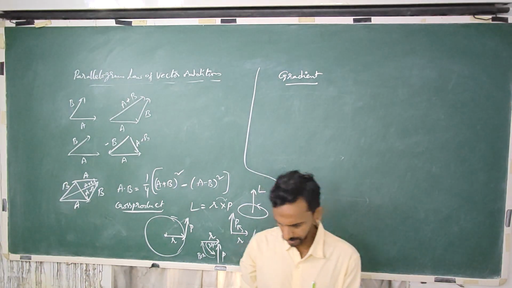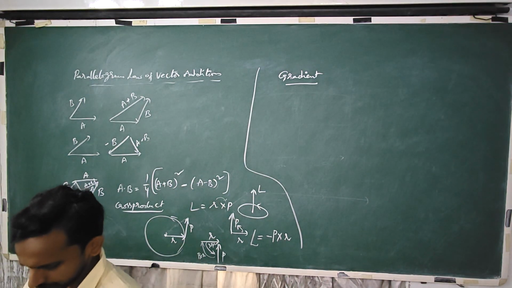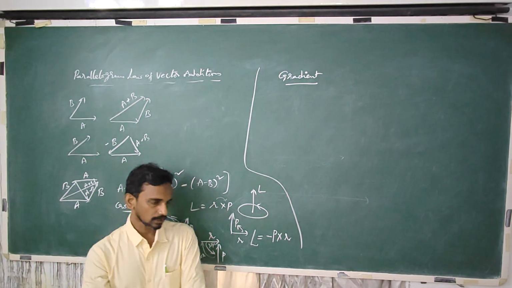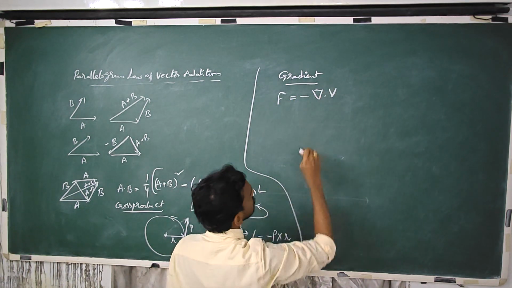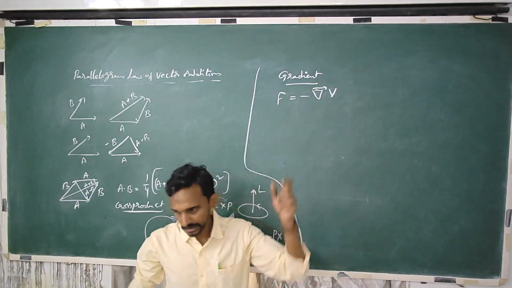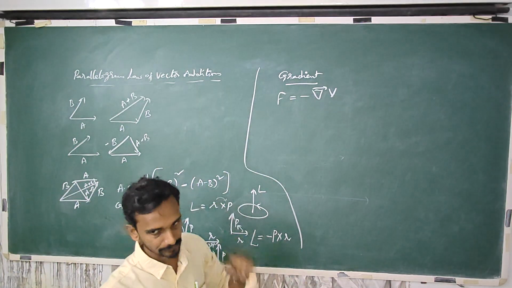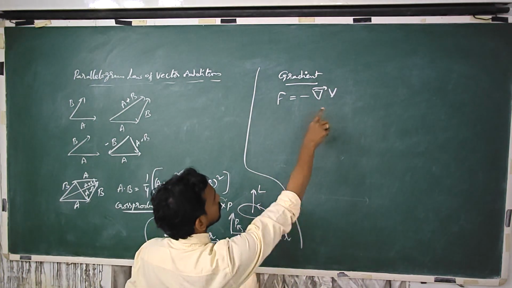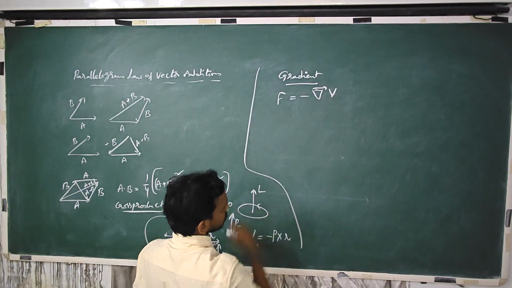Gradient is an operator that studies, usually, the spatial variations of a scalar quantity. Like your force is a negative gradient of potential. So this gradient operator assigns direction to the scalar quantity. Let's say it calculates the value of this scalar quantity at two different locations in space.